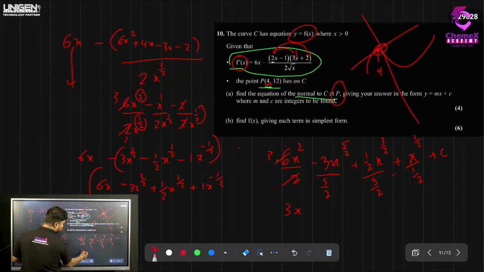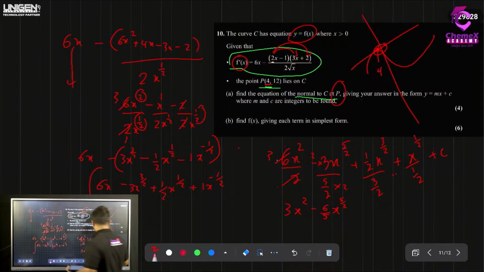So 3x squared. Then it's going to be minus 6 over 5. Now you might ask, how am I getting 6? You multiply top and bottom by 2. x to the power 5 over 2. Plus this and this get cancelled because when you multiply by 2 top and bottom, it's 1 over 3 x to the power 3 over 2 plus 2 x to the power half.